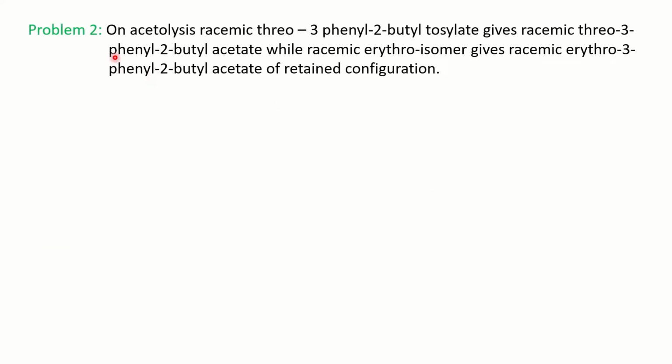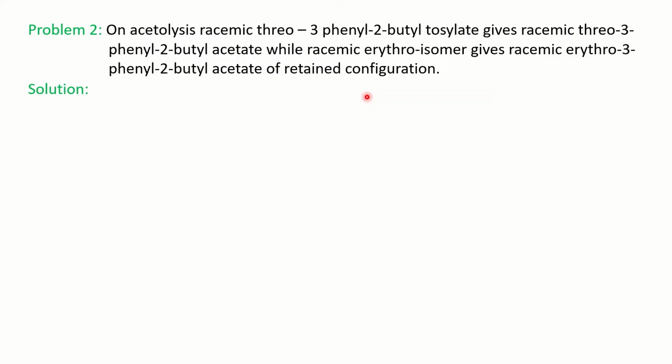Okay, the next is on acetolysis, racemic 3O, 3-phenyl 2-butyl tosylate gives racemic 3O. So they have given the acetate, right? Instead of tosylate, you are creating the acetate here, while racemic erythro isomer gives racemic erythro 3 with retained configuration. Okay, so it's a quite big structure. First of all, we will see how to draw this structure.